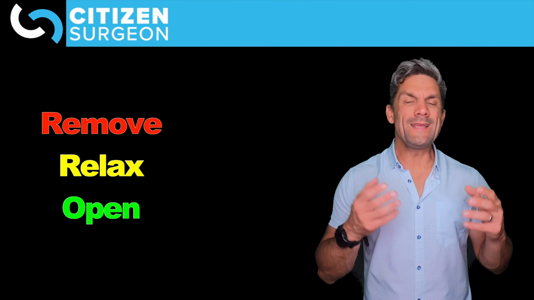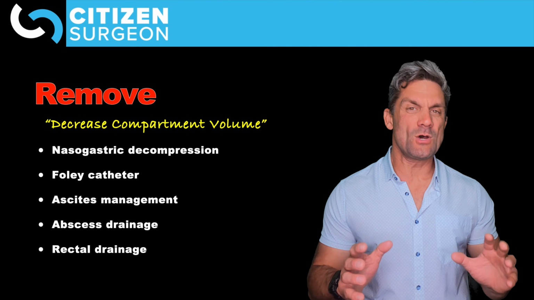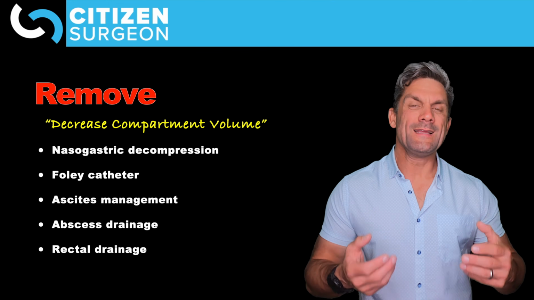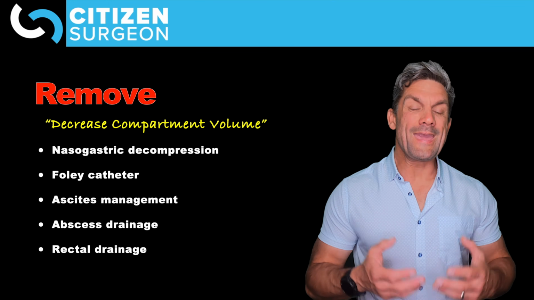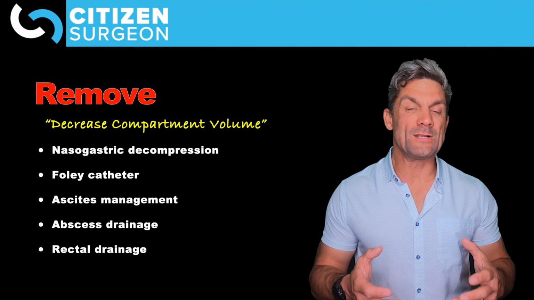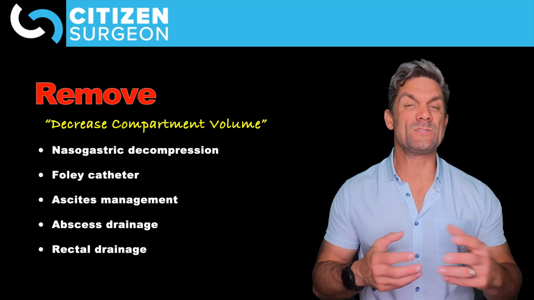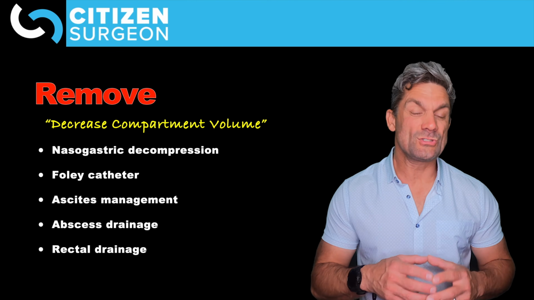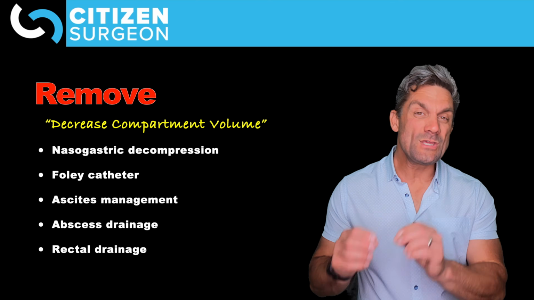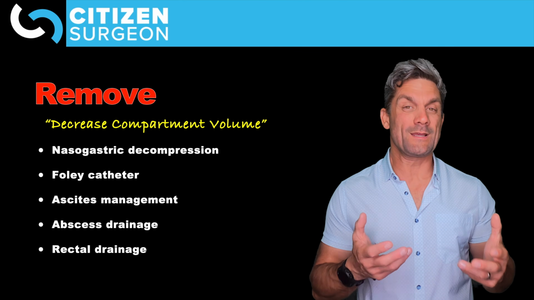Okay, so what is remove? Well, if we can decrease any volume whatsoever in the abdominal cavity, then that's going to help. Okay, decreasing volume may allow us to take advantage of abdominal wall compliance, and it will decrease the pressure in the abdominal cavity. So we need to have a nasogastric tube in place, and we need to make sure that nasogastric tube has a sump on it and it's functioning. So make sure you know how to use a nasogastric tube, and make sure you know how to check it to make sure it's working correctly.